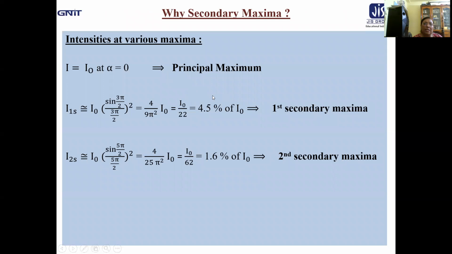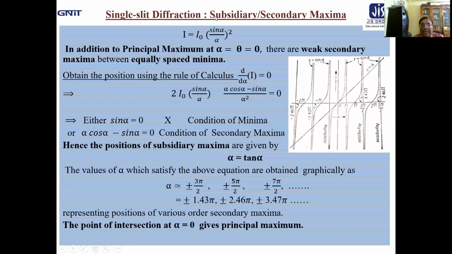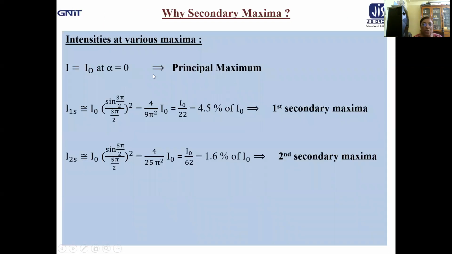Now, why are we considering them as subsidiary or secondary maxima? Just take a look. What about the intensity at the position of the principal maximum at alpha equal to 0? We got I equal to I0. We have already seen that the expression is I equal to I0 sin square alpha by alpha square. So, I at the first secondary maximum.